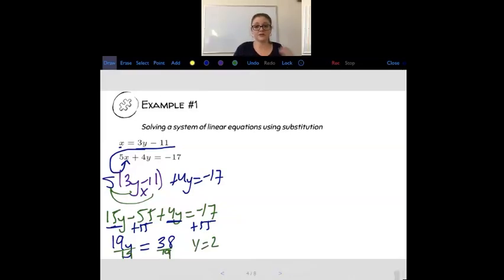Now remember, our solution should be an ordered pair, the x-coordinate and the y-coordinate of where these two lines intersect. Once you find one value, in this case y equals 2, you need to find the next value. You can substitute y into either equation, the first or the second. I'm going to plug it into the first because it's going to be a lot easier to solve for x.